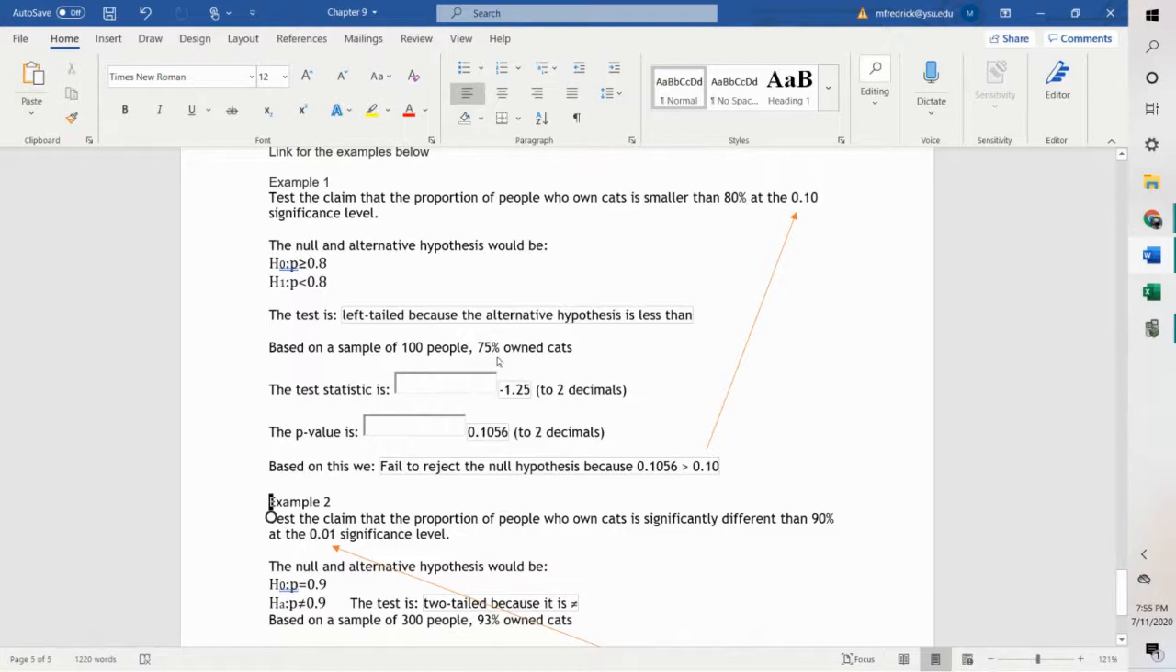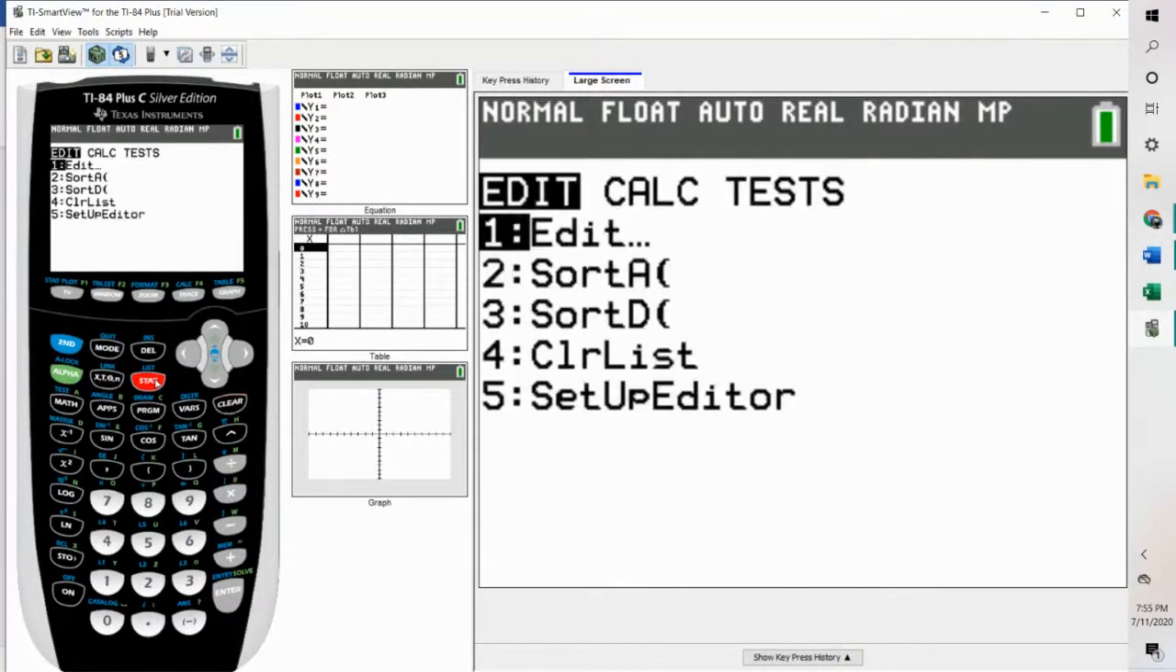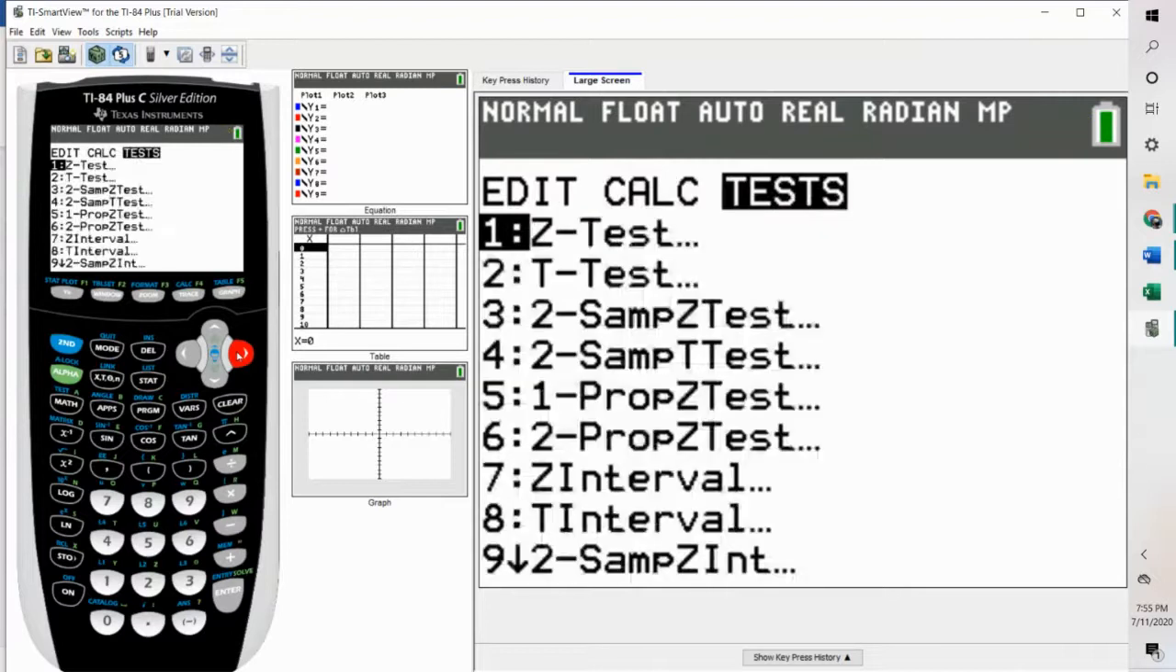But based on 100 people, 75% own cats. We need to find the test value and the p-value. And we can do that using the calculator. So if we go over to the calculator, to find it, again, we use stats, and we go over to tests. But instead of our t-test and our z-test, notice number 5 says 1 proportion z-test. That's the one we want. So you want to go down to number 5.